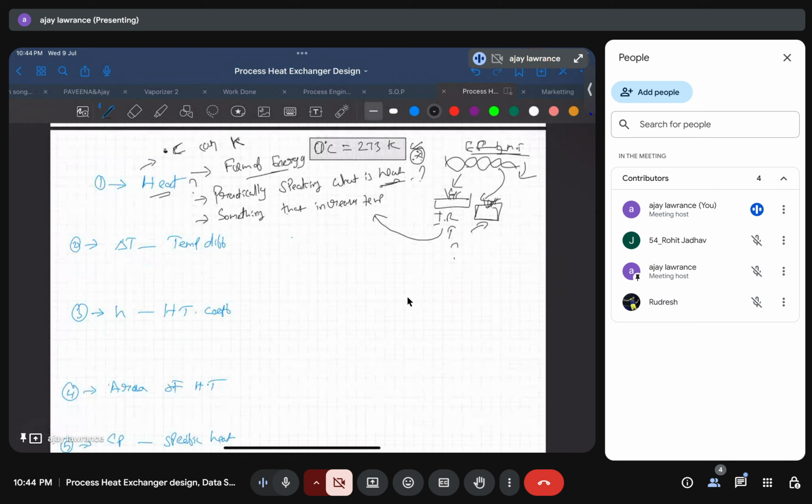So the unit will be either joule per second or kilojoule per second or watt. You can write like that if you talk about heat transfer or rate of heat transfer. Okay, so practically what is heat? Form of energy. Fine. Okay. How is the sun producing heat?